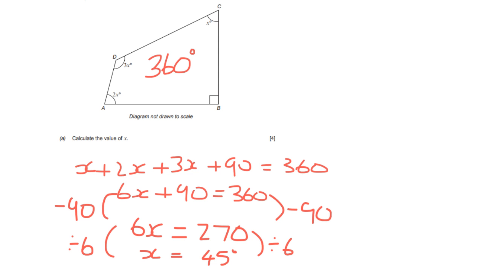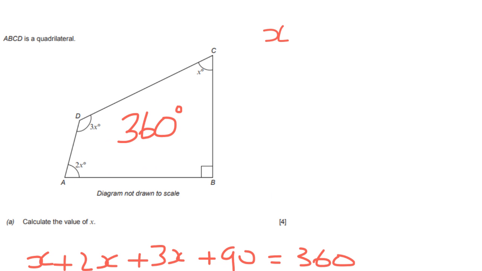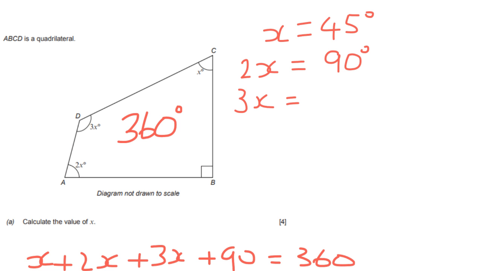Now, if I was asked to calculate the size of each angle, we know that x equals 45 degrees. So 2x would be 90 degrees, even though it doesn't look like a 90-degree angle. And 3x would be 135 degrees.